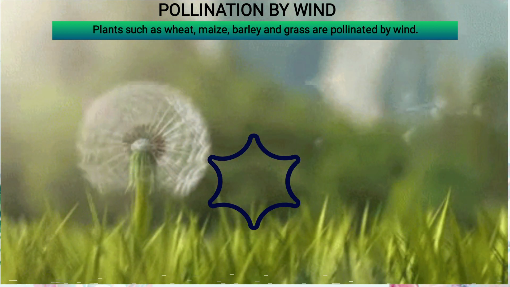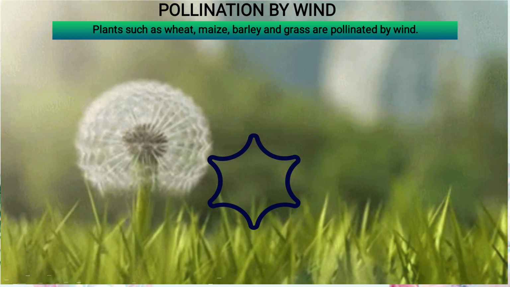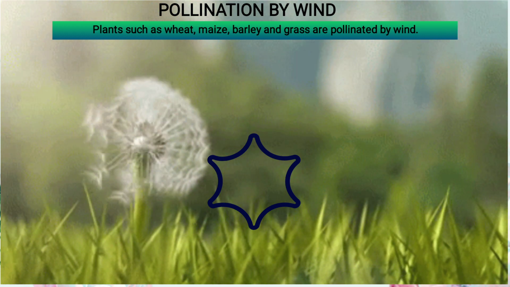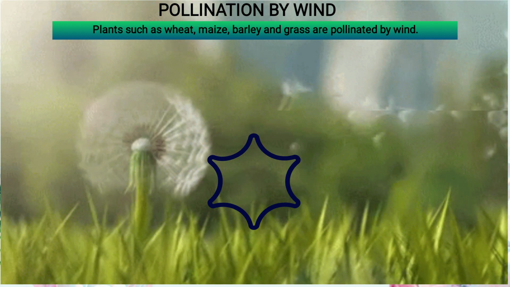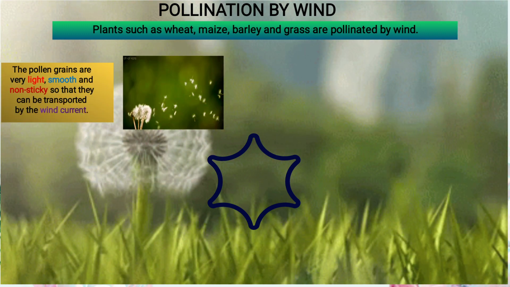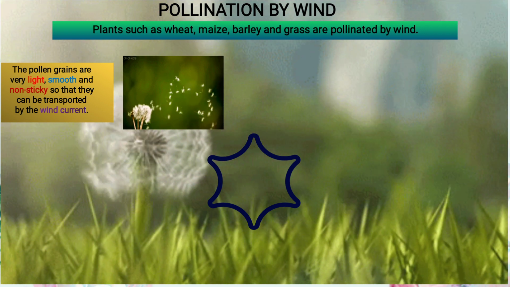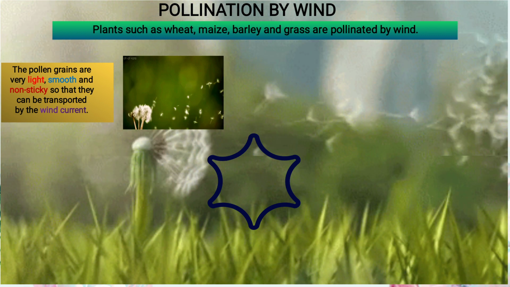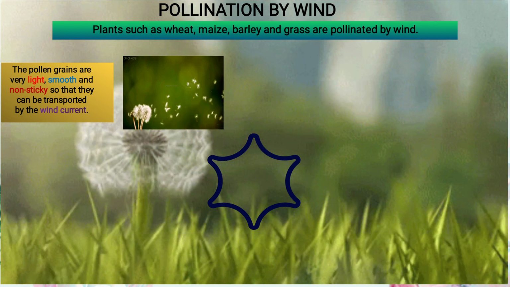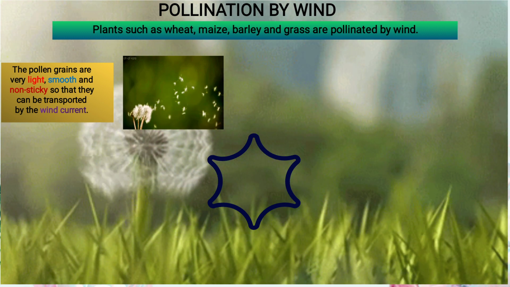Pollination by wind. Okay, from the image only you can see pollen blown away by wind. Plants such as wheat, maize, barley and grass are pollinated by wind, meaning pollination takes place with the help of wind in these types of plants. Now what are the features of pollen grains, the character sketch of pollen grains. Pollen grains are light in weight so that they can be easily blown away by wind. हवा के झोंके से आसानी से उड़ जाएगा इसलिए वो हल्का होता है. Smooth, okay, and non-sticky. Non-sticky means चिपचिपा नहीं होता है.